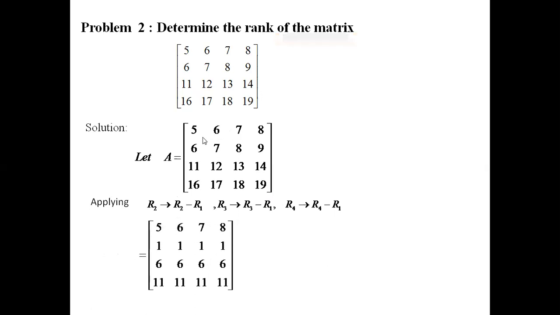The first row, no operations performed. So it's 5, 6, 7, 8. The second row, what is the operation written here? R2 minus R1. If you do like that, 6 minus 5, 1, 7 minus 6, 1, 8 minus 7, 1, 9 minus 8, 1. Here 1, 1, 1 you got. Next, for R3 minus R1 you got like this. 11 minus 5 is 6, 12 minus 6, 6, 6, 6, like that you got. Now it is easy to search how many independent rows are there. Or we can reduce to upper triangular form, right?